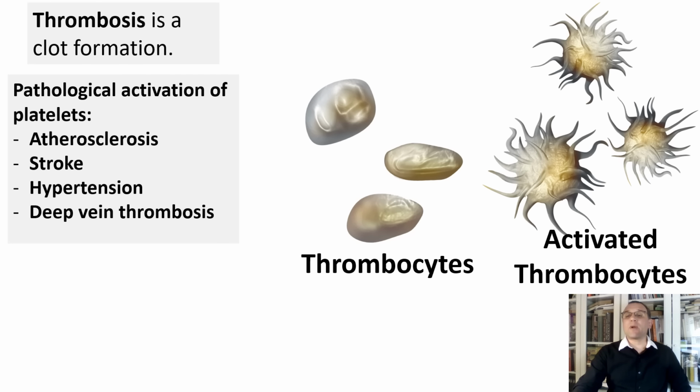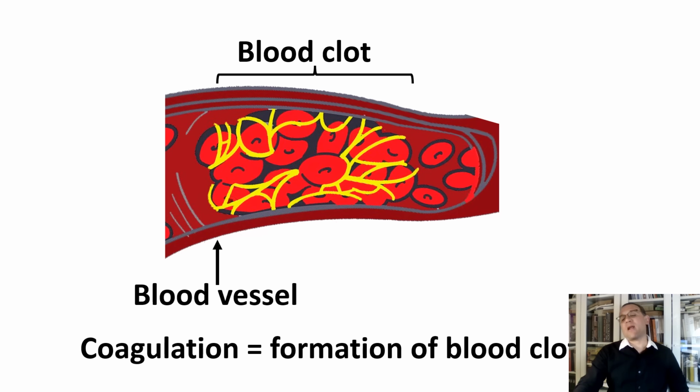Activated thrombocytes promote clot formation called thrombosis, inflammatory responses, and contribute to wound healing. In pain, thrombocyte activation can lead to uncontrolled bleeding. Pathological activation of platelets is characteristic of several diseases, such as atherosclerosis, stroke, high blood pressure, also known as hypertension, and deep vein thrombosis. But what is thrombosis?